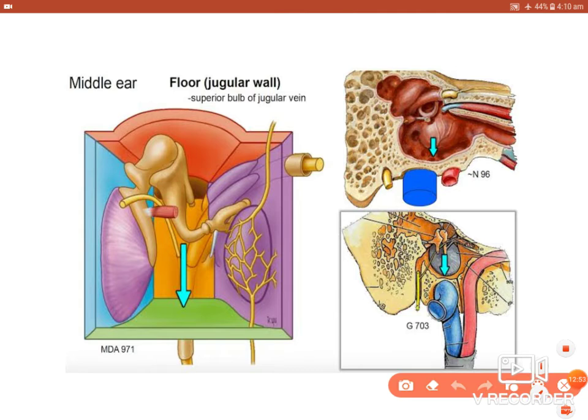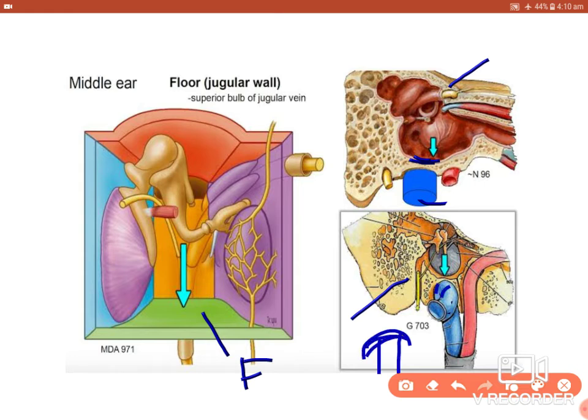Here you can see the floor of this middle ear. This forms the floor. See in the medial view, and here in the lateral view, this part forms the floor. The floor relates to one vein, the internal jugular vein. This internal jugular vein, see here, is in one fossa, the jugular fossa. Then this is a small part of the temporal bone which separates it from this tympanic cavity, and its floor is related to this internal jugular vein.